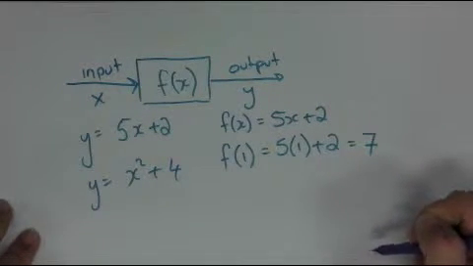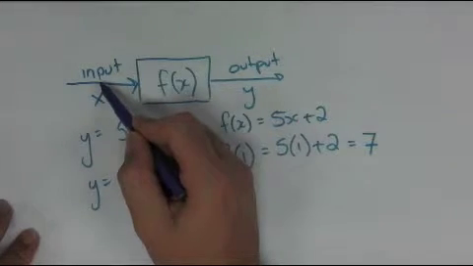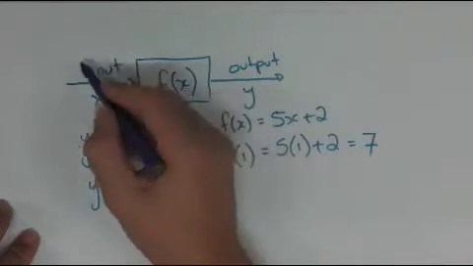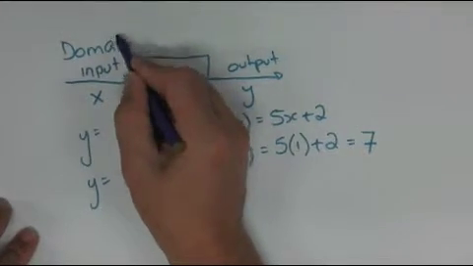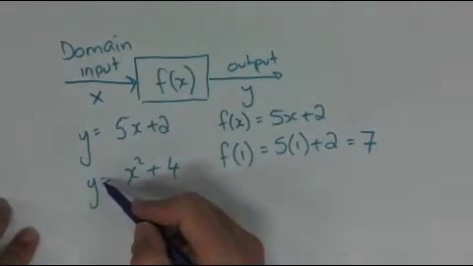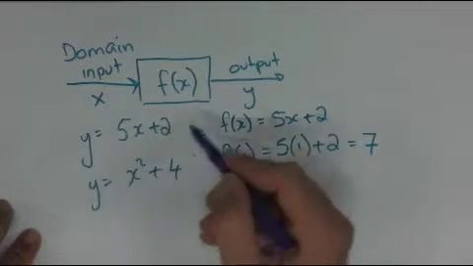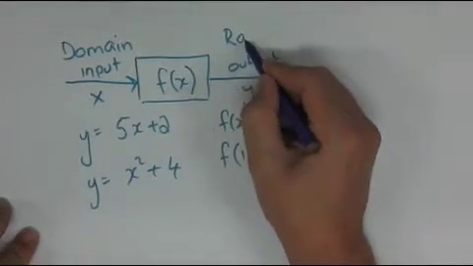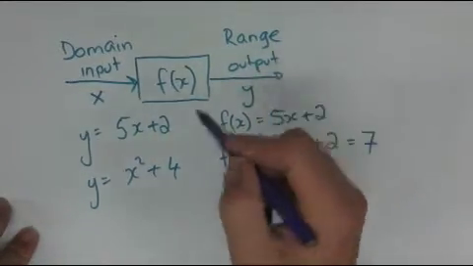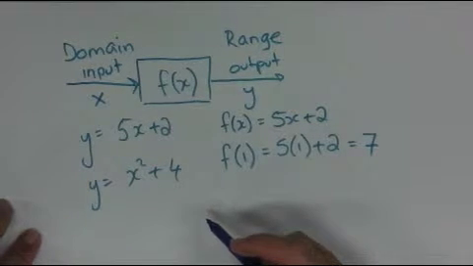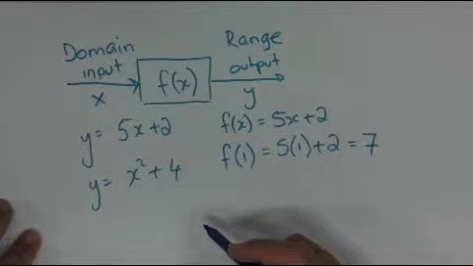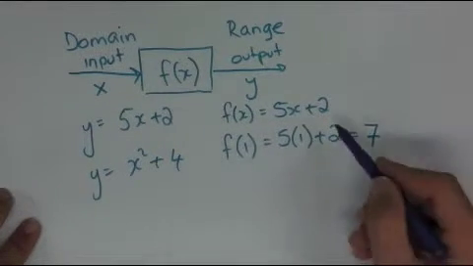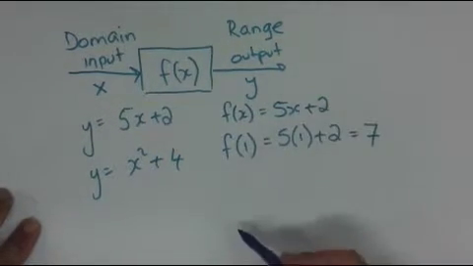Now these input values that I have for my function are also called something else. They're called the domain. And so they are all the values of x that would work for my function. And my output values are called the range. And these are all the values that, once I've put a value of x in, I could possibly get out of my function.